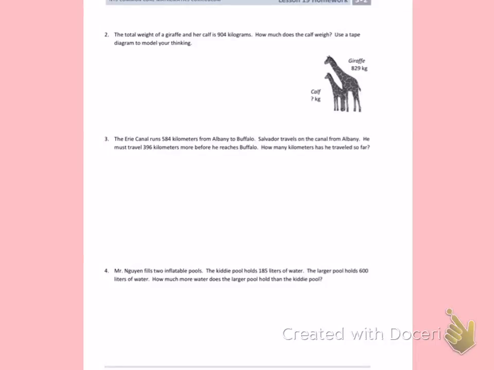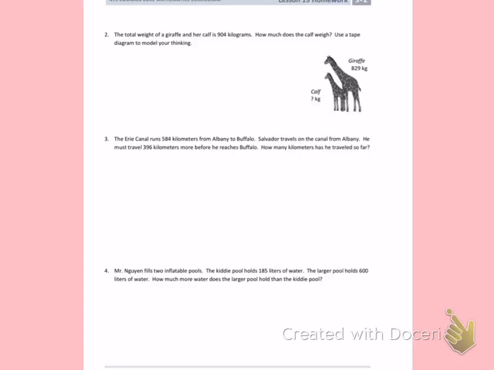This is lesson 19 homework, side 2. Number 2, the total weight of a giraffe and her calf is 904 kilograms. How much does the calf weigh? Use a tape diagram to model your thinking.